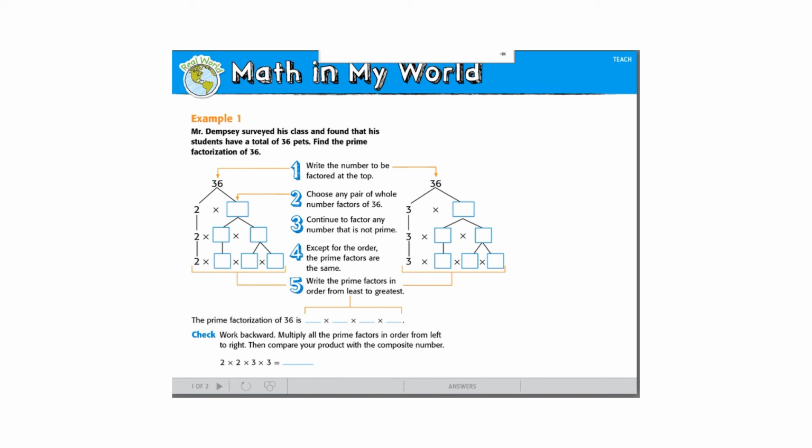Says, Mr. Dempsey surveyed his class and found his students have a total of 36 pets. Write the prime factorization of 36. So we have 36 up at the top, and you can see that they've given you 2 factor trees here, and we're going to fill both of them in. So they've given you some of the numbers, and you're going to write the other numbers in. So we have 2 times something equals 36. Anybody know what that's going to be?